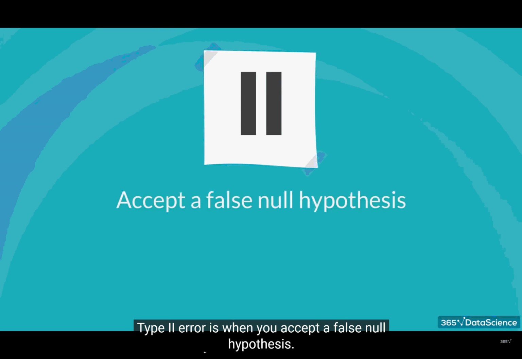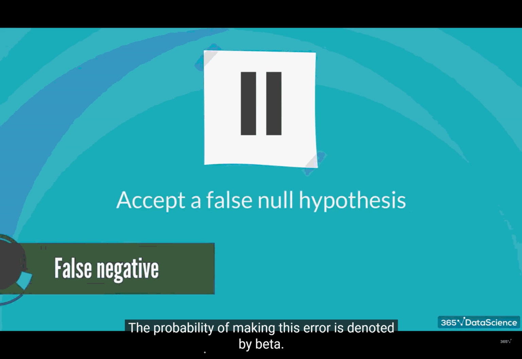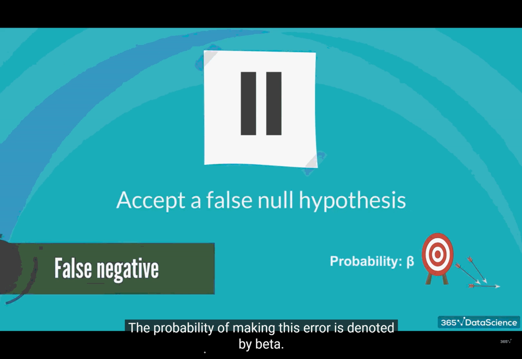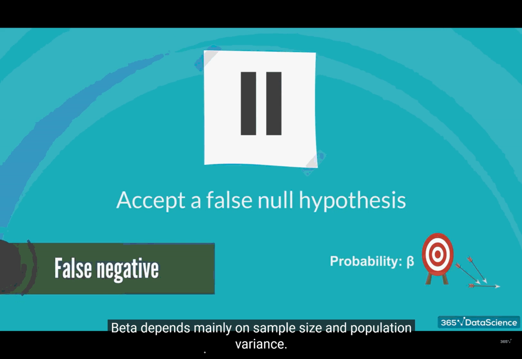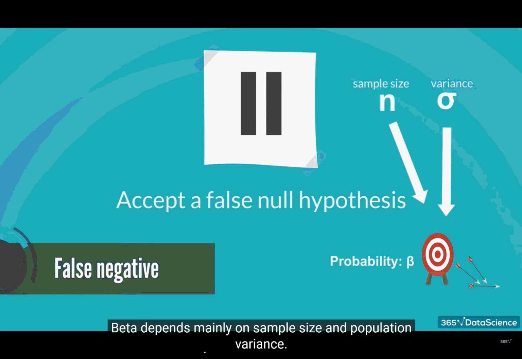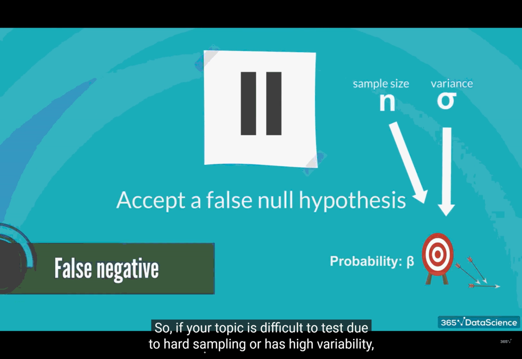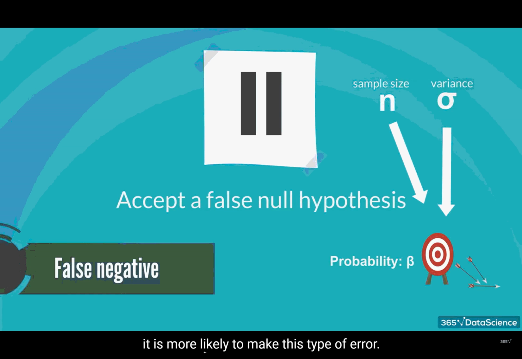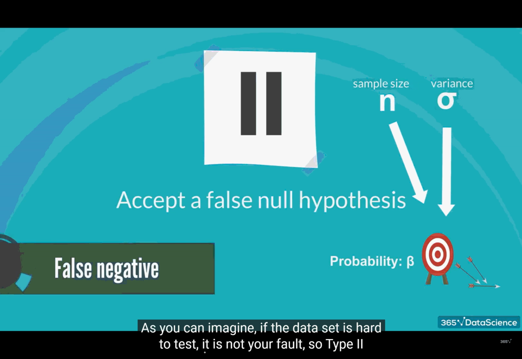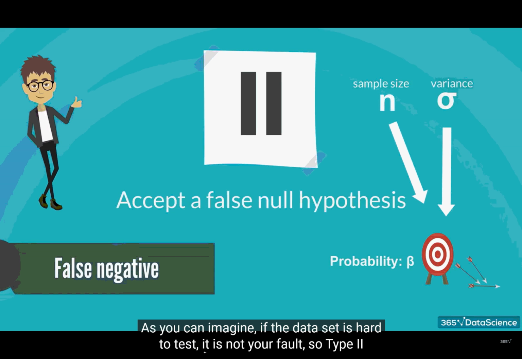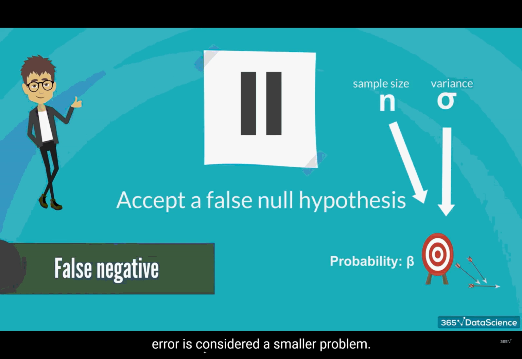Type 2, accept a false null hypothesis. The probability of making this error is denoted by beta. Beta depends mainly on sample size and population variance. So if your topic is difficult to test due to hard sampling or has high variability, it is more likely to make this type of error. As you can imagine, if the data set is hard to test, it is not your fault, so type 2 error is considered a smaller problem.